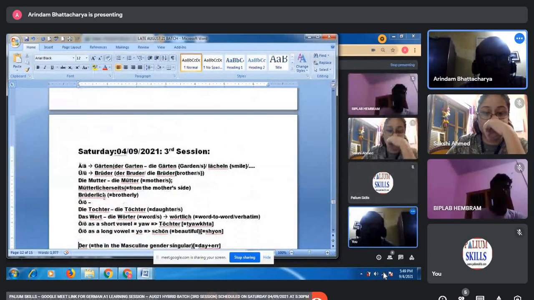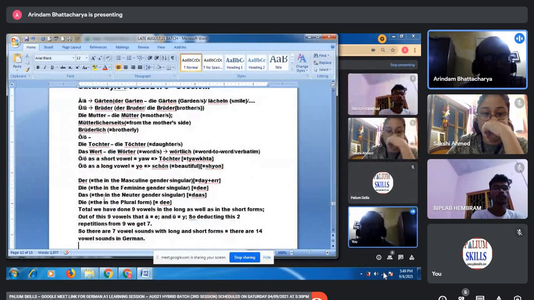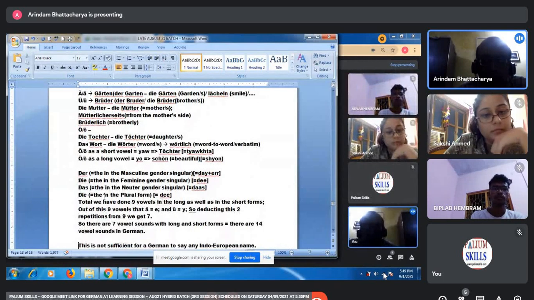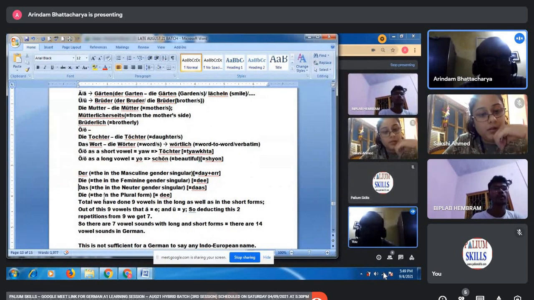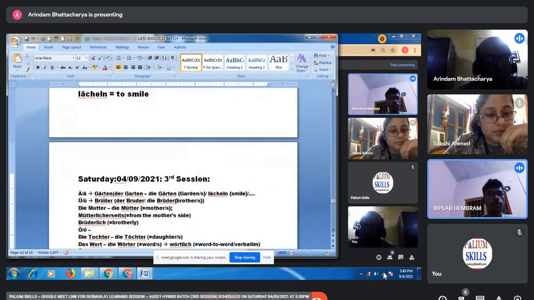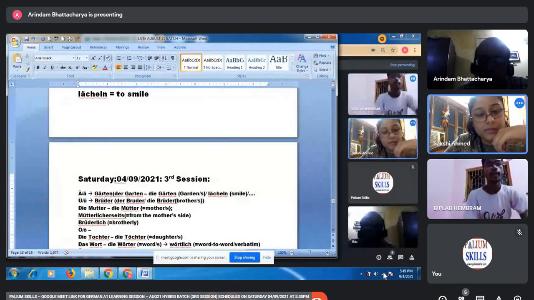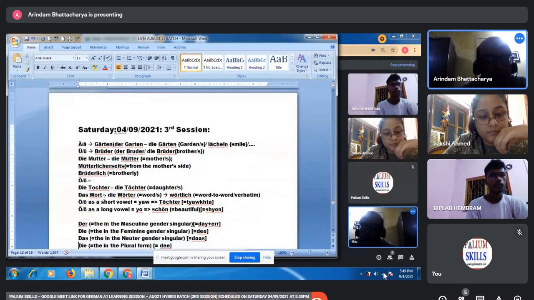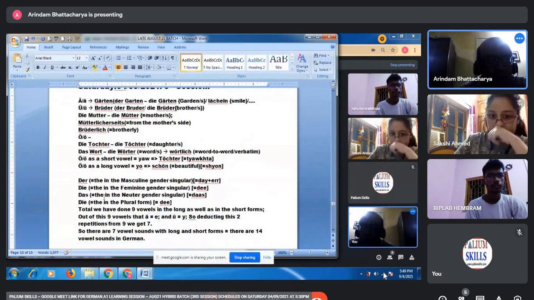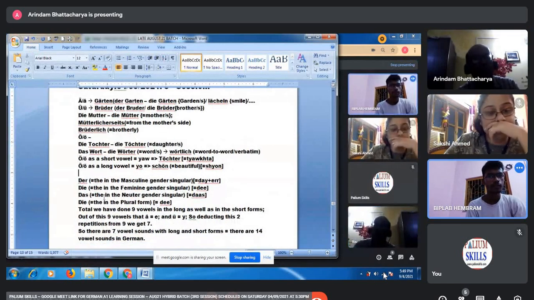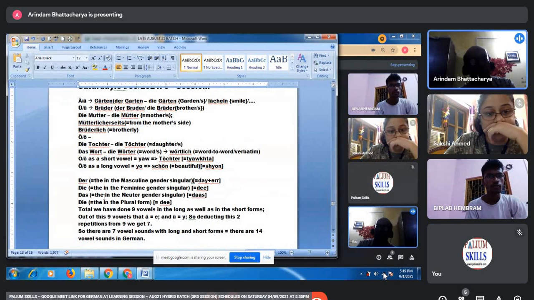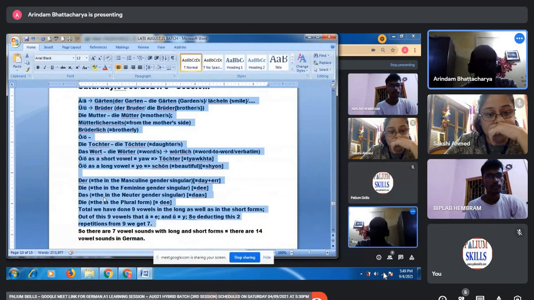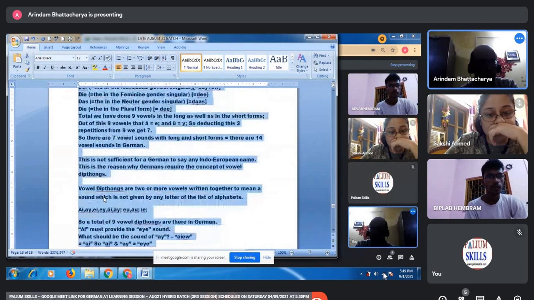Now, is the font okay for everybody? Is this font okay, or is the above one okay for everybody? The above one is okay, this one is too small. So I need to increase the font size. Able to see? You're able to see. Okay.